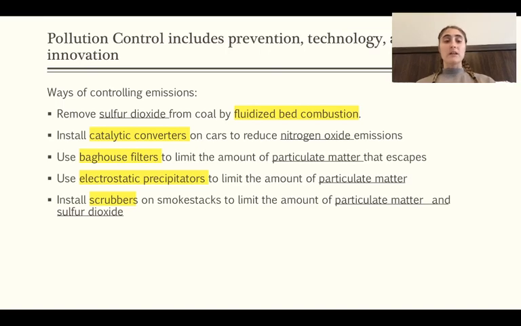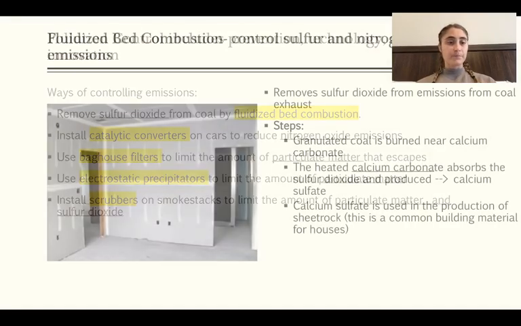Fluidized bed combustion is generally used in the removal of sulfur. Catalytic converters are what are used for the reduction of nitrogen oxides. Baghouse filters are used to limit the amount of particulate matter. So are electrostatic precipitators. And then scrubbers are generally used for both particulate matter and sulfur dioxide. We'll go through each of these individually and look at how each method works and sort of the reality of implementing those.